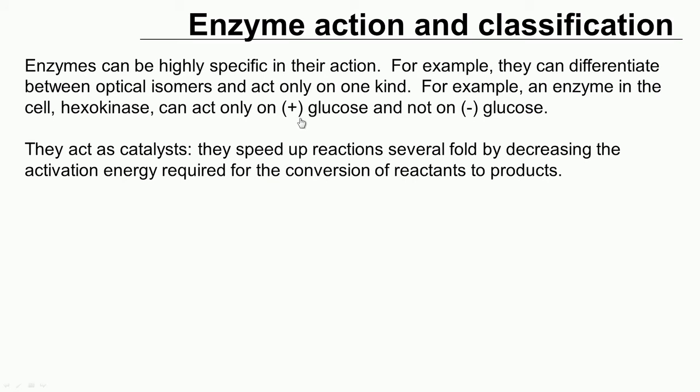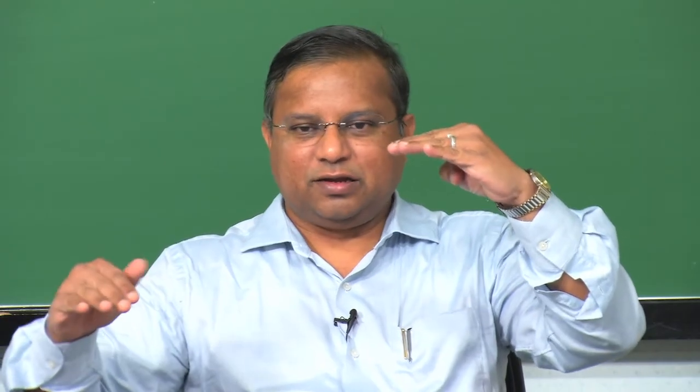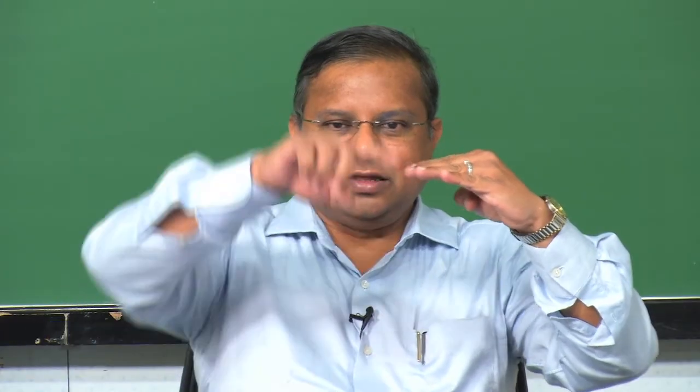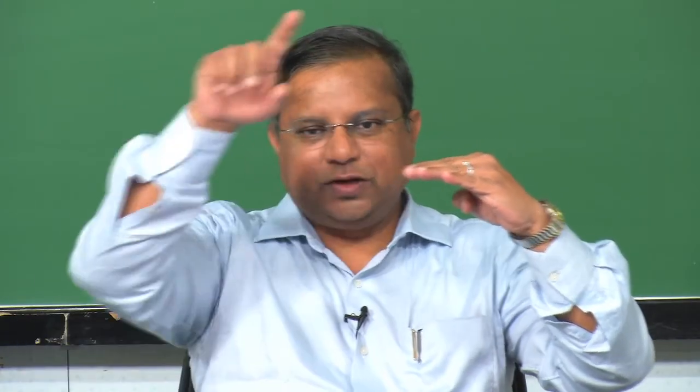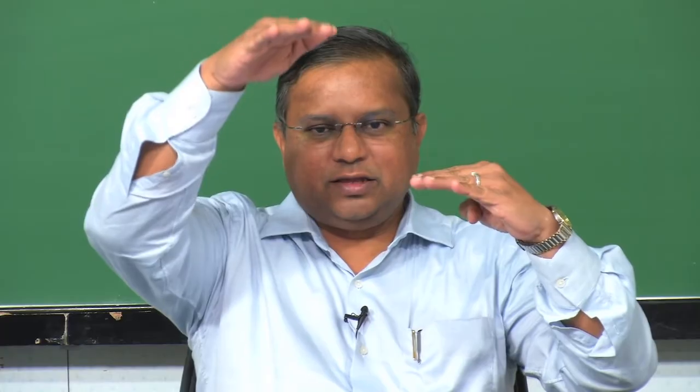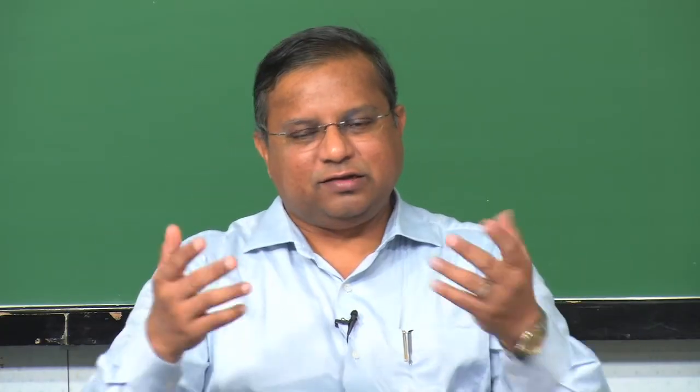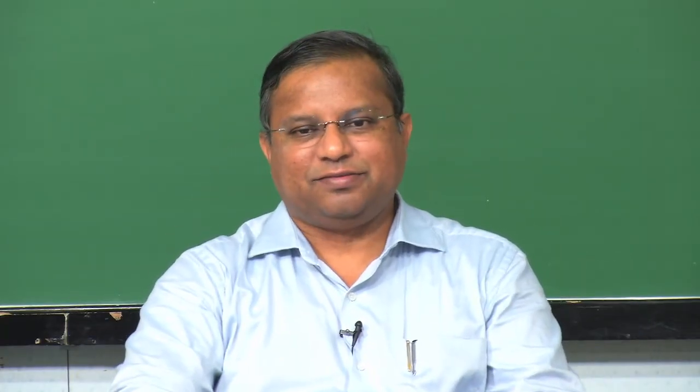reactants to products. You all might remember the reaction coordinate here, the energy coordinate here, the reactants are here, the products are here at a lower energy level. There is an activation energy that needs to be crossed for this to happen. The enzymes just bring down the activation energy as any catalyst does.